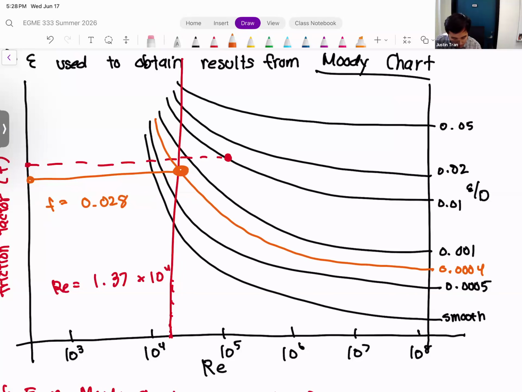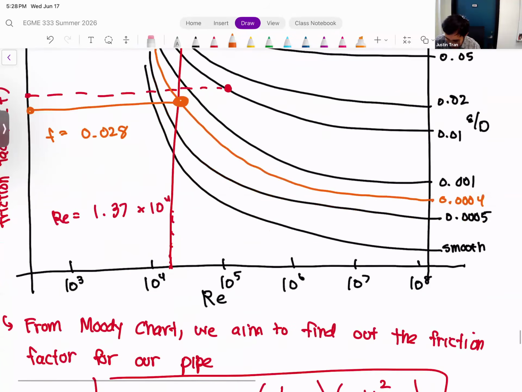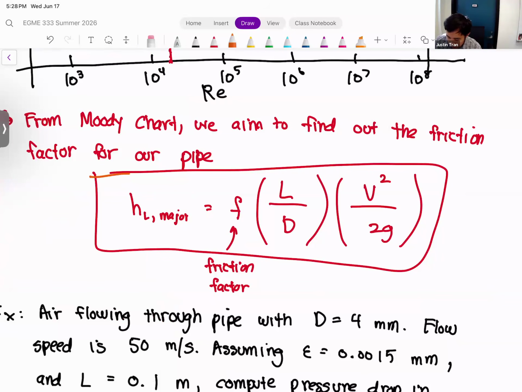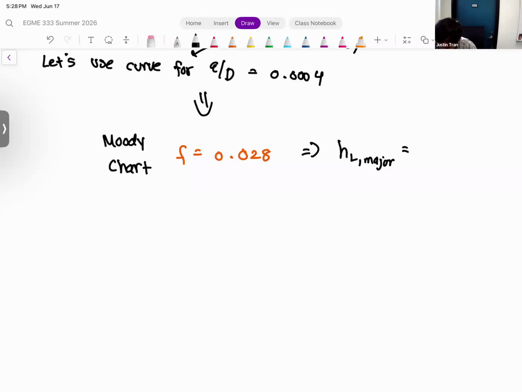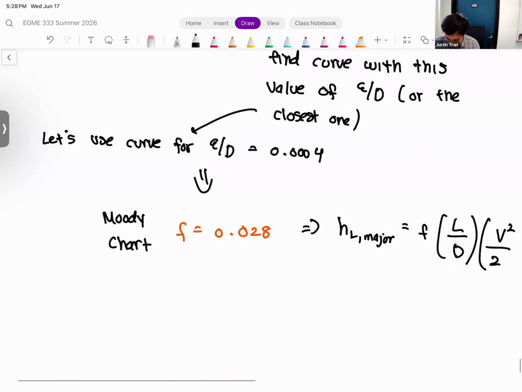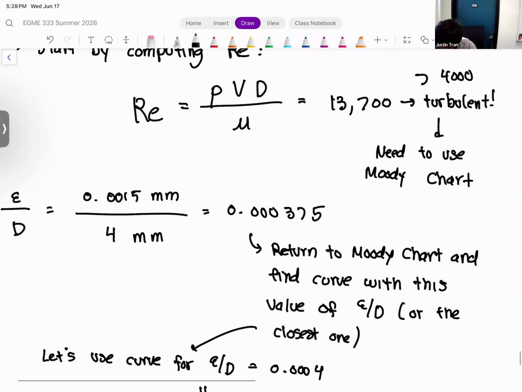Now that we have our friction factor, we can compute our major losses using this equation right here. We have friction factor equal to 0.028. Then our major losses equal the friction factor multiplied by the ratio of the length divided by the diameter, multiplied by v squared over 2g.